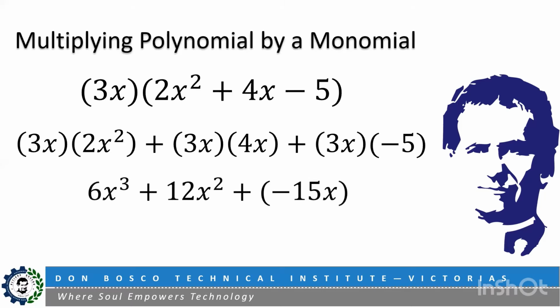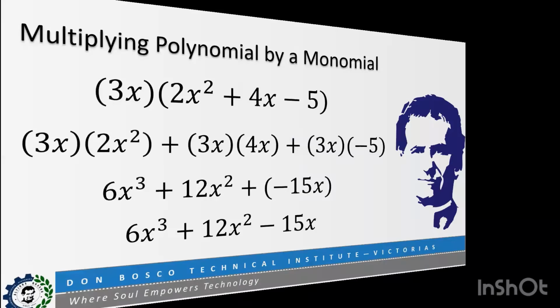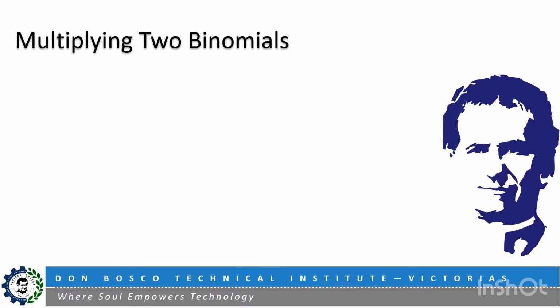Simplifying, we will have 6x cubed plus 12x squared plus negative 15x. To simplify this further, we need to eliminate the grouping symbol, resulting to our final answer, 6x cubed plus 12x squared minus 15x. Let us now proceed to multiplying two binomials.